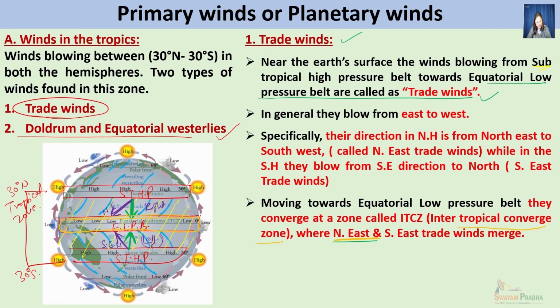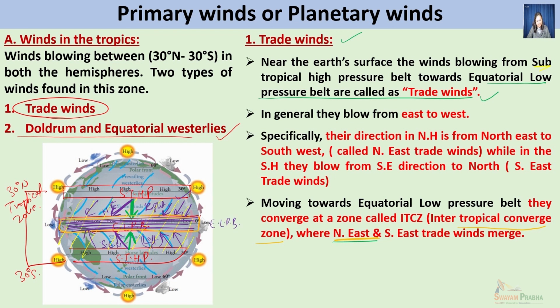The direction now becomes northeast and southeast. So you have northeast trade winds which blow from the north subtropical high pressure belt towards the equatorial low pressure belt, and you have the southeast trade winds which blow from the southern subtropical high pressure belt towards the equatorial low pressure belt.